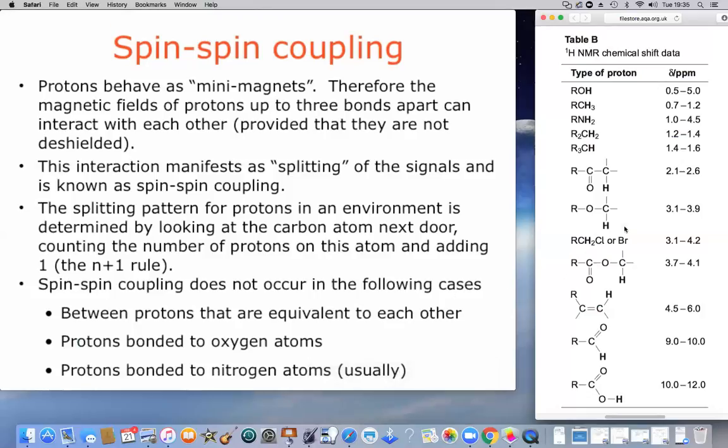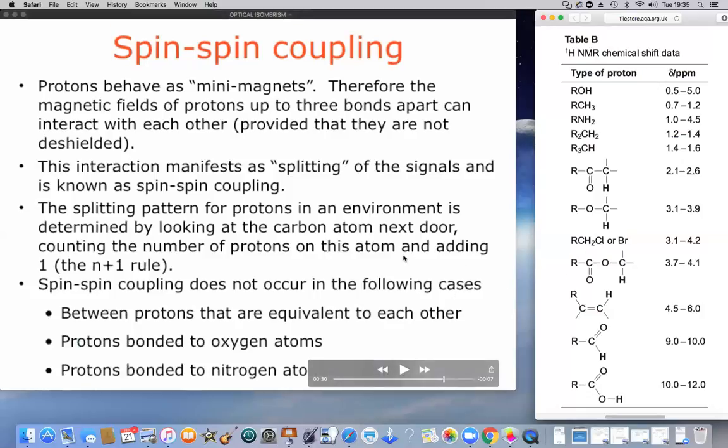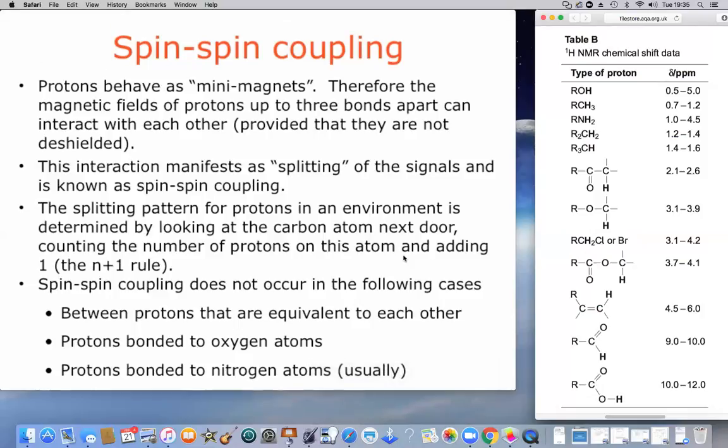There are some exceptions to spin-spin coupling, so you need to be aware of these. It doesn't occur between protons that are equivalent to each other. Remember, equivalent protons only produce one signal. And if they are next to each other in a chain, and they're on a carbon atom, they're not counted as part of the n+1 rule. They are not counted. Protons that are bonded to oxygen atoms don't undergo spin-spin coupling, and neither do protons that are bonded to nitrogen atoms.